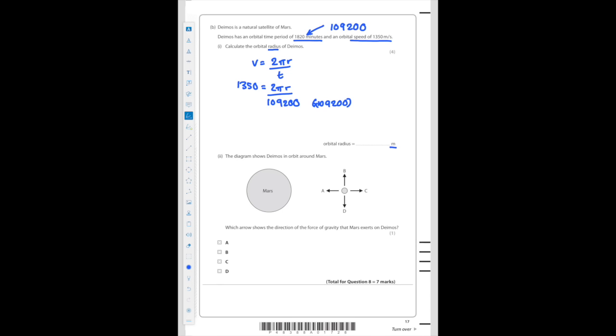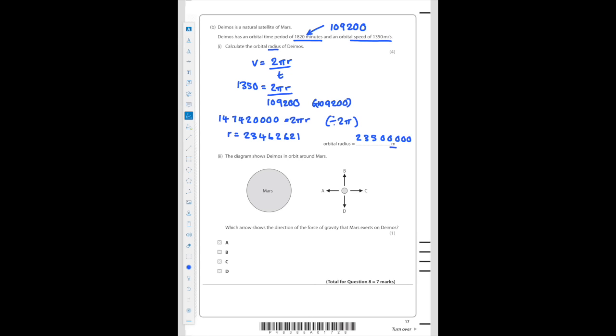So times by that on both sides. And that means 1,350 times 109,200 to get this very large number, which I'm not even going to attempt to read, equals 2 pi r. To get r by itself, just divide both sides by 2 pi. So keep that number in your calculator and divide by 2 pi, and r will therefore equal this large number again. And it's up to you how many significant figures you want to give it to, seeing as they haven't specified, so I'm going to write it like this.